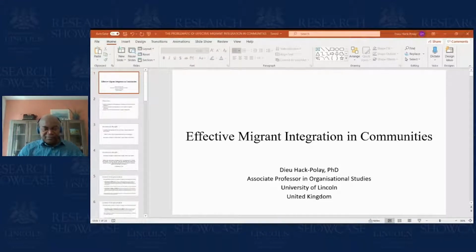Right, okay. My presentation, as we can see here, is entitled the effective migrant integration into the communities. In essence, what I've tried to do here is to look at how the economic and the social infrastructures that the migrants land in hinder or contribute to the integration in the society.